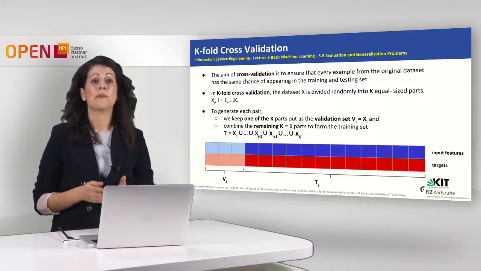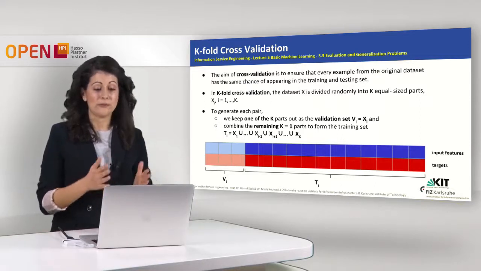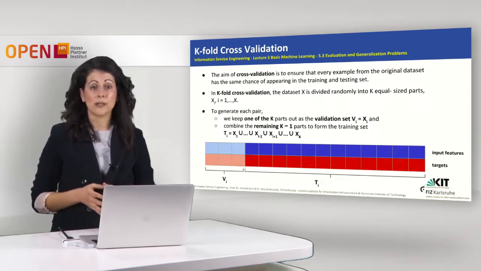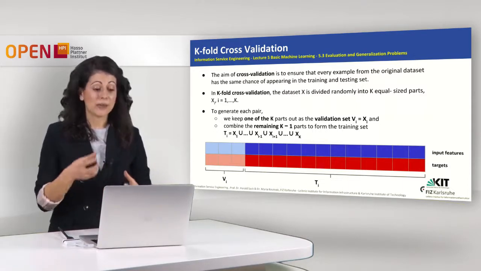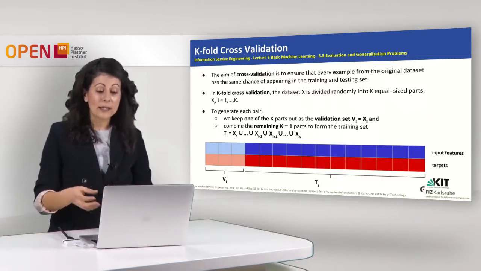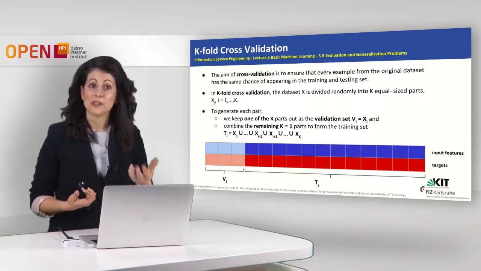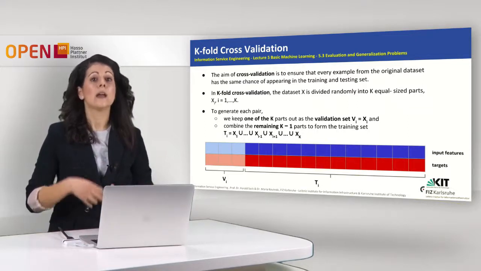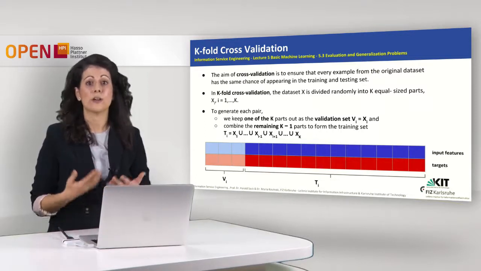This can be, for example, 5-fold cross-validation or 10-fold cross-validation, so the data is divided into 5 equal-sized folds or buckets, or 10 equal-sized buckets. And then the algorithm works as follows. In every step, we keep one of the k parts out and use it as a validation set, and the remaining k minus 1 sets are used to train the algorithm. That happens the first time. The second time, we keep out another of the k parts and use the rest to train. And we do this k times, and in the end, we average the results.